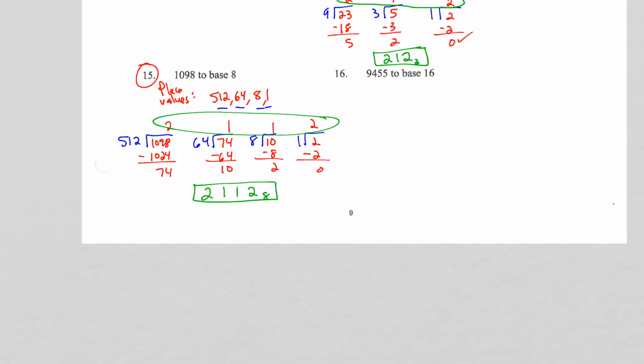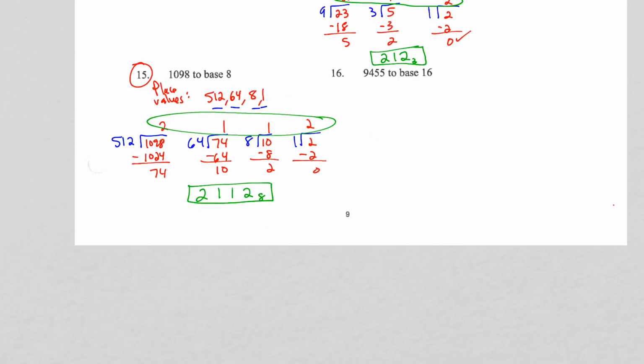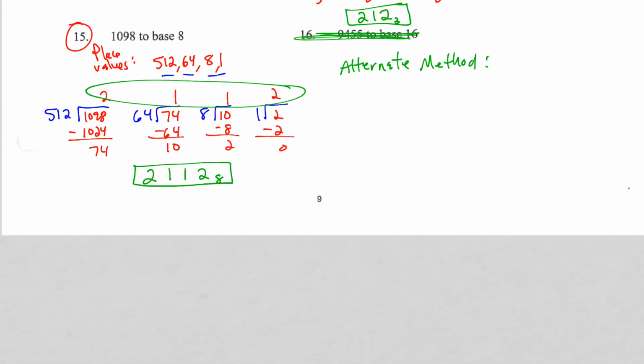Okay, now let me do an alternate method for that same question. I think I called this in class the video method. So basically you could go down. Okay, so we'll build like a little ladder first, so we can do 1, 8, 64, 512.